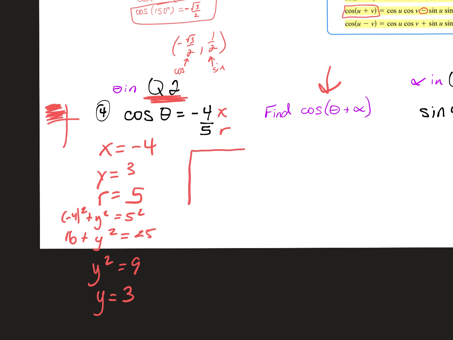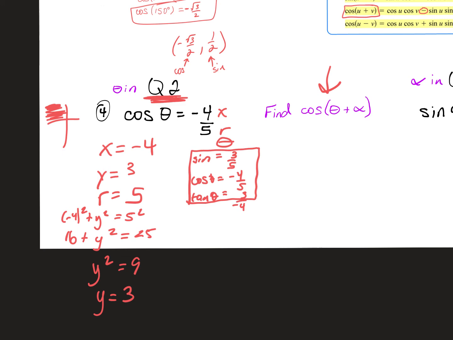We can say, okay, for my theta, my triangle theta, I know that the sine is y over r. So it's 3 over 5. I know that the cosine of theta is negative 4 over 5. And I know that the tangent of theta is y over x, so 3 over negative 4, right?